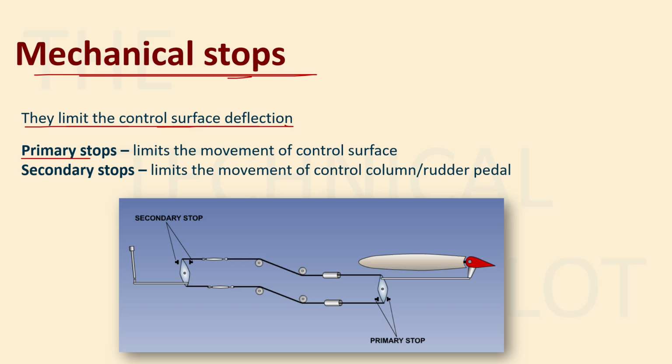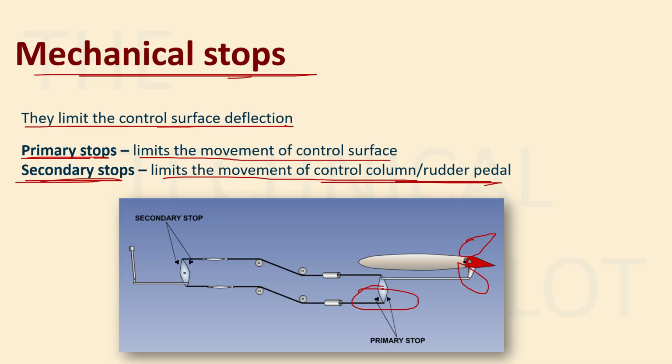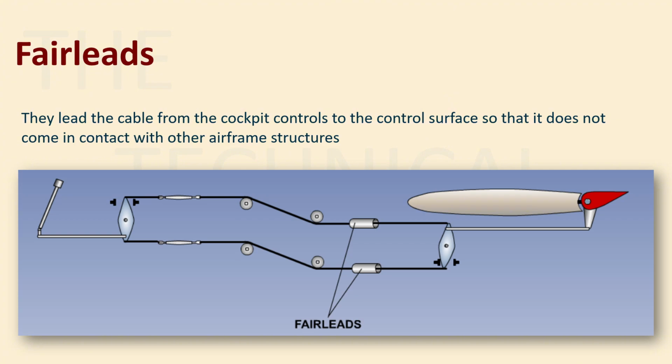Primary stops limit the movement of the control surface, so they will be fitted here, right? And they limit the movement of this control surface, up and down. And there is a secondary stop which limits the movement of your control column or rudder pedals. They'll be fitted here, which will limit the movement of your control column or your rudder pedals. Alright, so these are your mechanical stops, and again, important. Then you have fair leads.